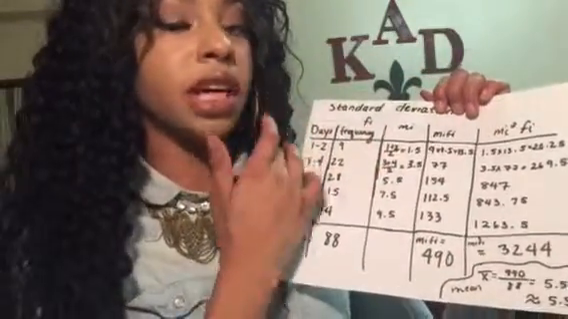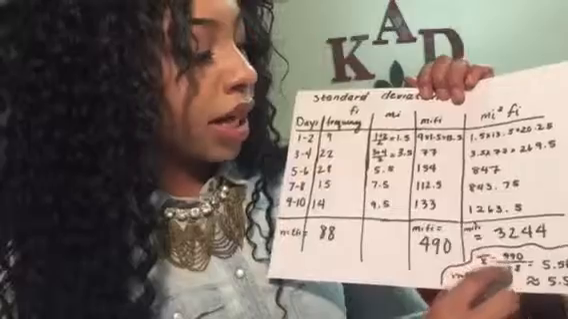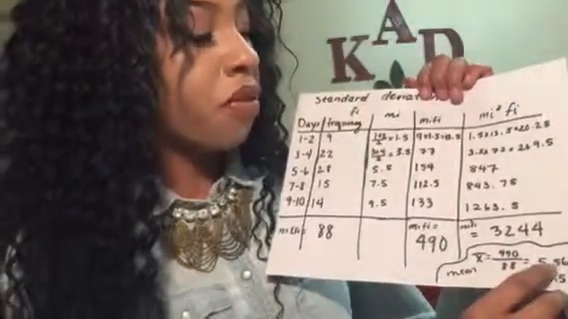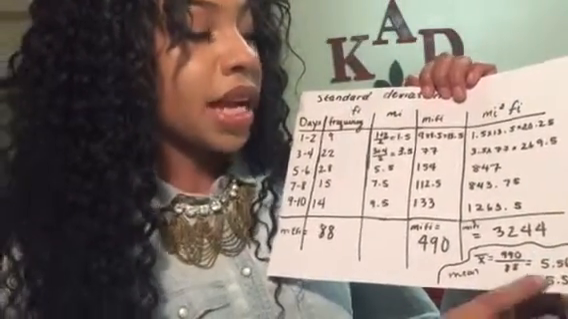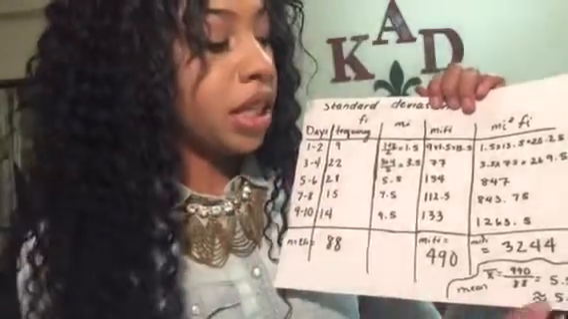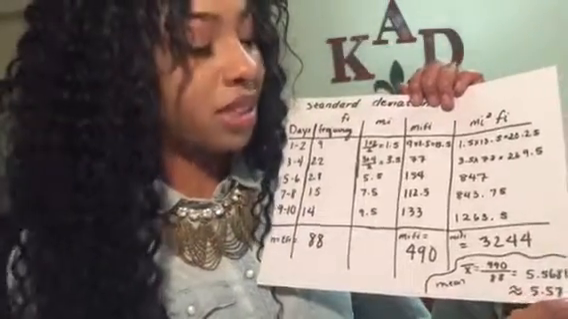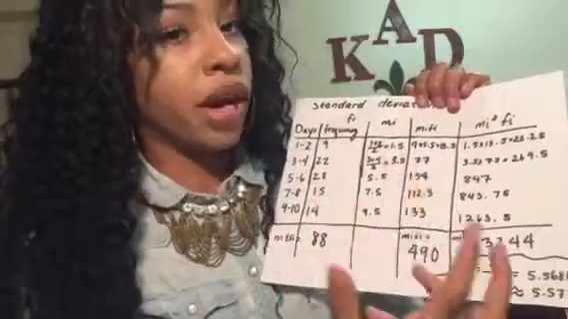To do the mean first, like I said before, so you do 490 divided by 88, you get 5.5681. And if you want to round it, the correct rounding will be 5.57, but this is more correct.